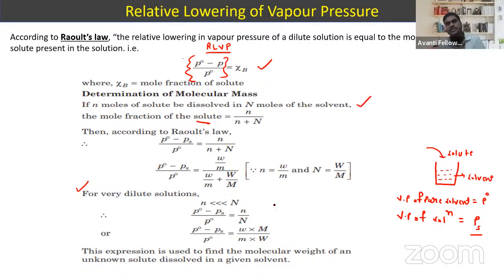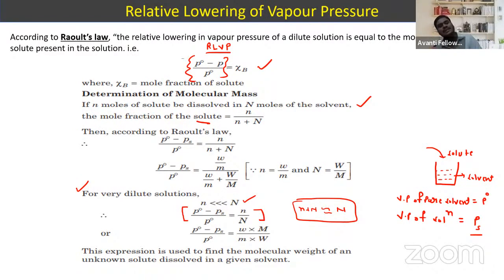We know that for a dilute solution, the number of moles of solute is very small as compared to the number of moles of solvent, right? Dilute solution means the solvent is present in a larger amount as compared to the solute. So if capital N is very much greater than small n, then we can write (P naught minus Ps) upon P naught equals n upon (n plus N). This N plus n approximately becomes N only because n is very small. So the formula becomes (P naught minus Ps) upon P naught equals n upon N, and this formula is very important, beta. We use this formula to solve the questions.